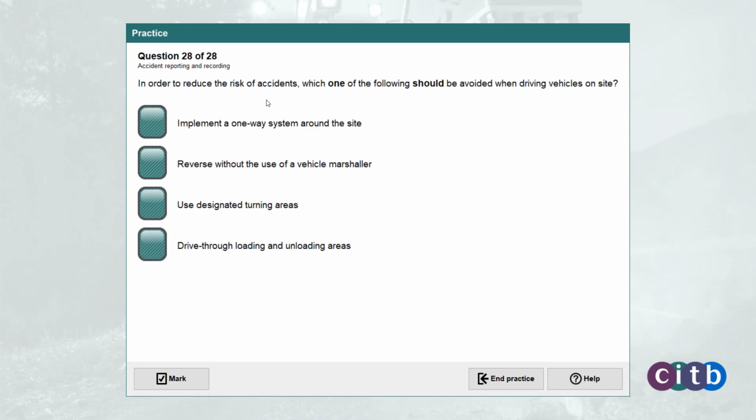In order to reduce the risk of accidents, which one of the following should be avoided when driving vehicles on site? Implement a one-way system around the site. Reverse without the use of a vehicle marshaller. Use designated turning areas. Drive through loading and unloading areas.